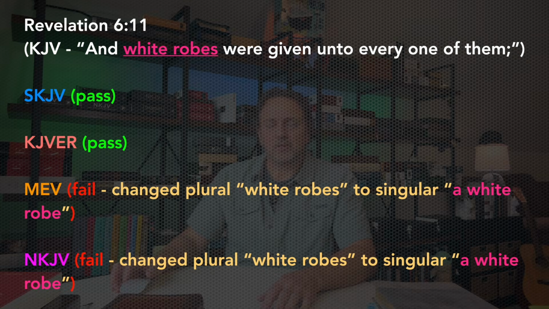Revelation chapter 6, verse 11. KJV: And white robes were given unto every one of them. The Simplified KJV is a pass. The Easy Read is a pass. MEV and the New King James both fail. They say, then a white robe, making it singular, whereas the KJV was plural with, and white robes were given to every one of them.